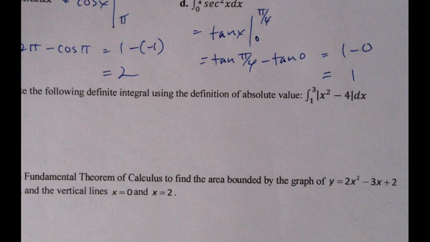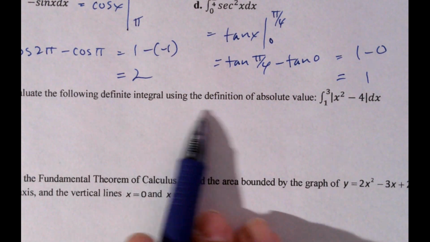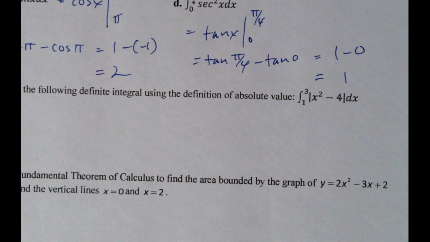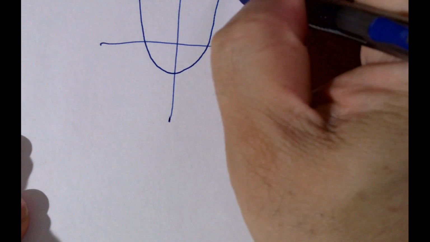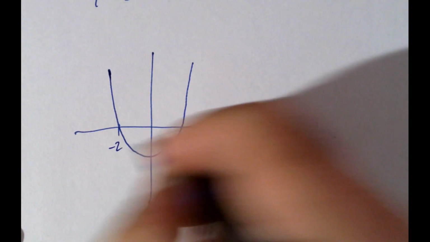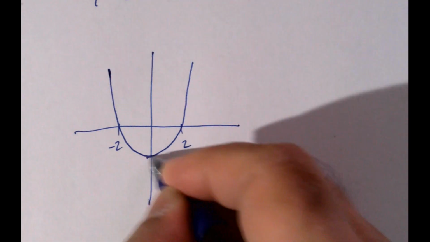All right. Let's look at the next one. Evaluate the following definite integral using the definition of absolute value. So what does that mean? So I'm going to do some background work here. So we're going to graph what that is. So this is normal x squared minus 4, right? That's negative 2, that's positive 2, and that's what it looks like. That's a normal graph of x squared minus 4, where down here is negative 4.